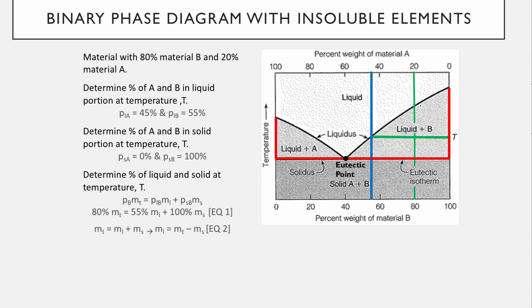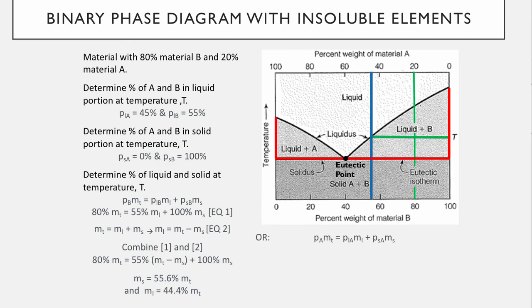Our equation 2 is just the total mass equals the mass of the liquid plus the mass of the solid. Since we don't know the total mass, we can just rewrite this in terms of either the solid or the liquid. So I wrote it as the mass of the liquid is just the mass of the total minus the mass of the solid. If we plug equation 2 back into equation 1, we're going to come up with this expression, which now just has the mass of the solid and the mass total. So if we solve this for the mass of the solid, we get that it is 55% of the total mass. So the liquid is going to be just over 44%.